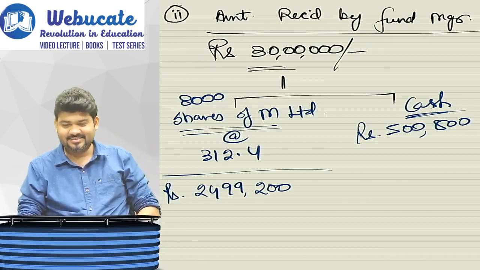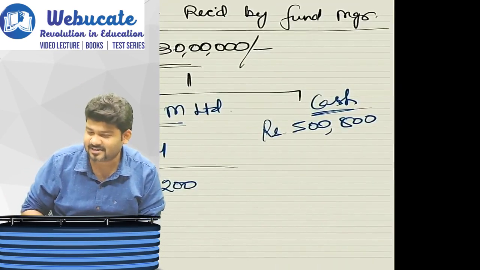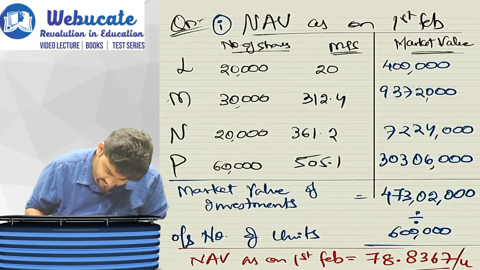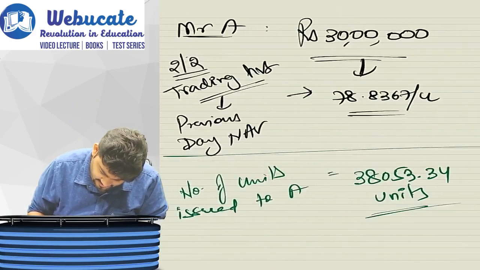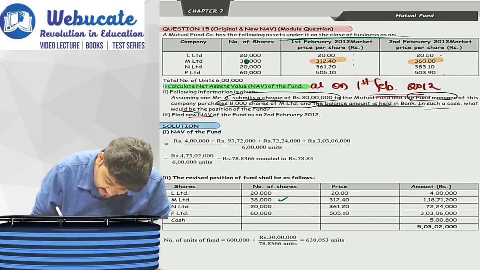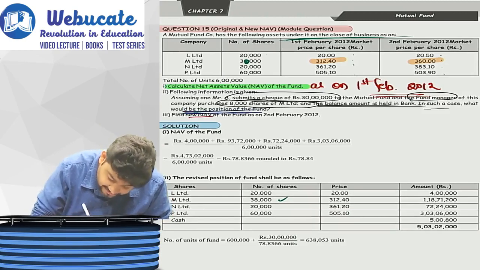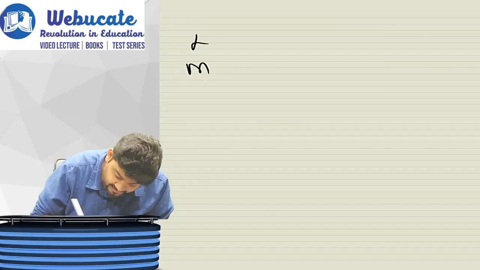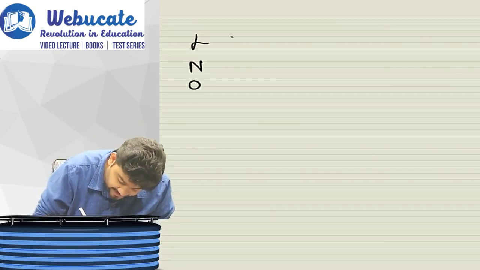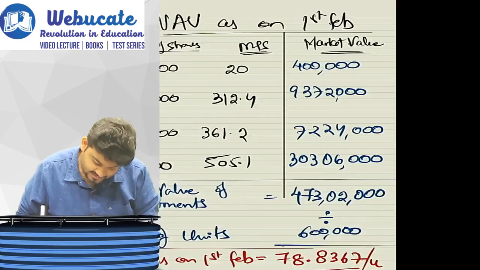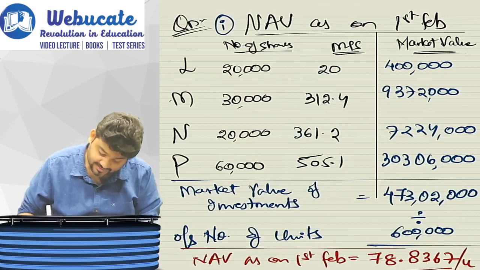Okay. Now they have asked us, tell us what, in such a case, what would be the position of the fund? LNO will remain the same. How much? As it is, we can write 4,72,24.